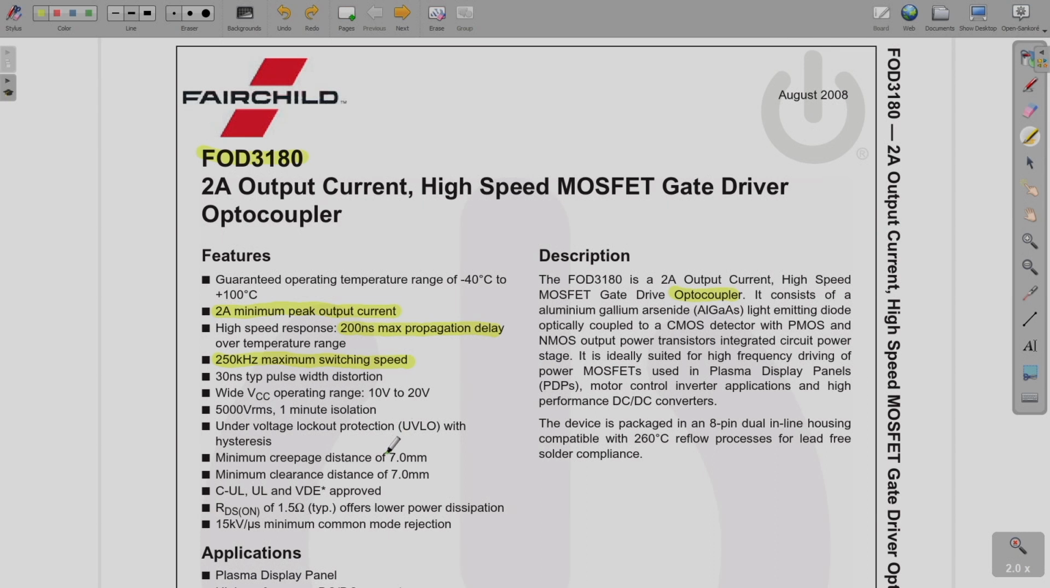Then another important one is your VCC operating range, 10 to 20 volts, which is a wide enough range for your MOSFETs and IGBTs. Then your isolation level is given as 5 kV. Okay, so this is also important. Then the other important thing is your common mode rejection, or CMTI, which is given as 15 kilovolt per microsecond. Okay. Then let us see further.